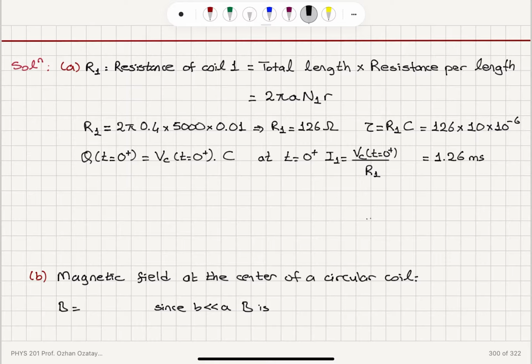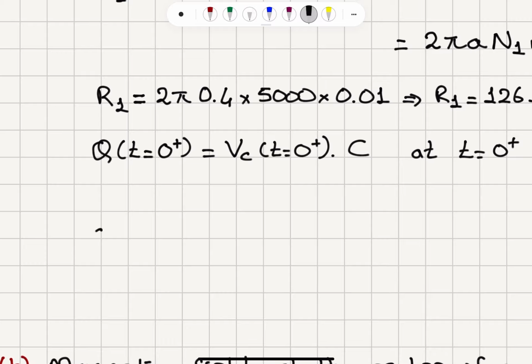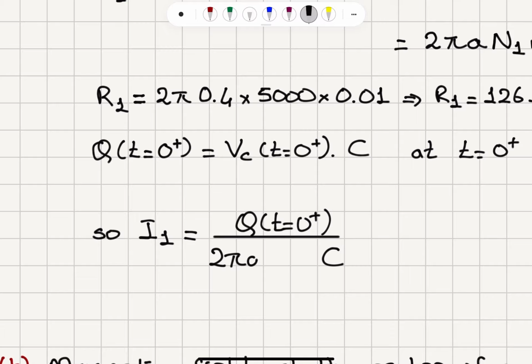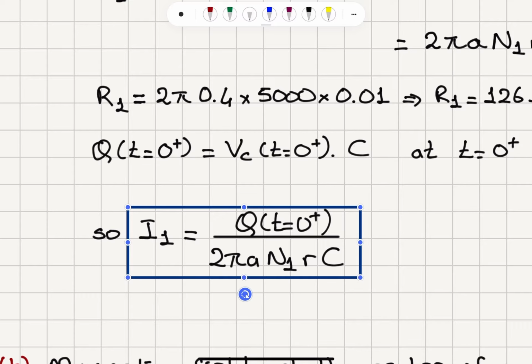Okay, so with that I can calculate the current in the first coil at t is equal to 0 plus. It's the voltage across the capacitor at t is equal to 0 plus, which is the charge at t is equal to 0 plus, divided by the capacitance and divided by the resistance, which is 2 pi A N1 times r. So this is basically the current that will flow in the first coil.